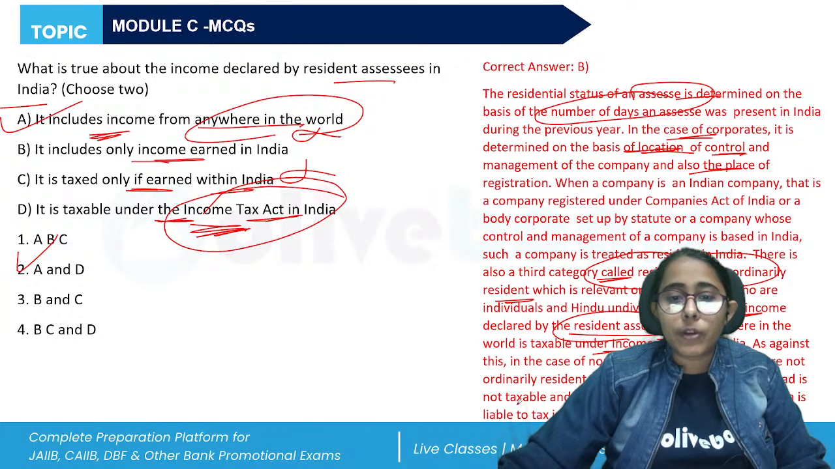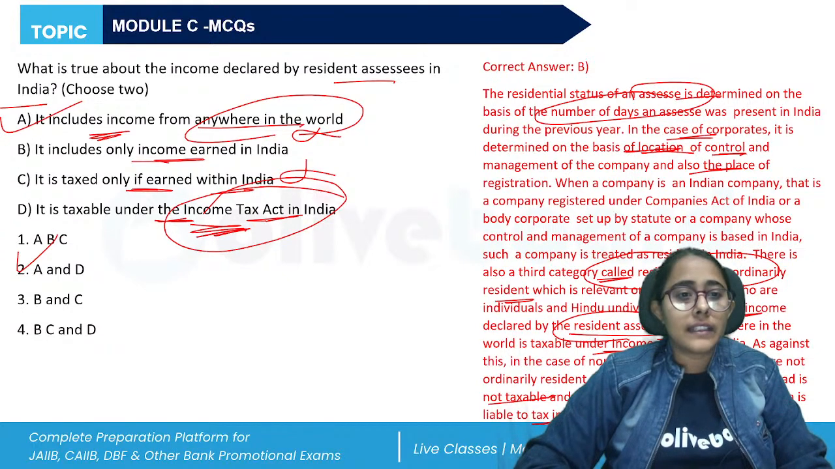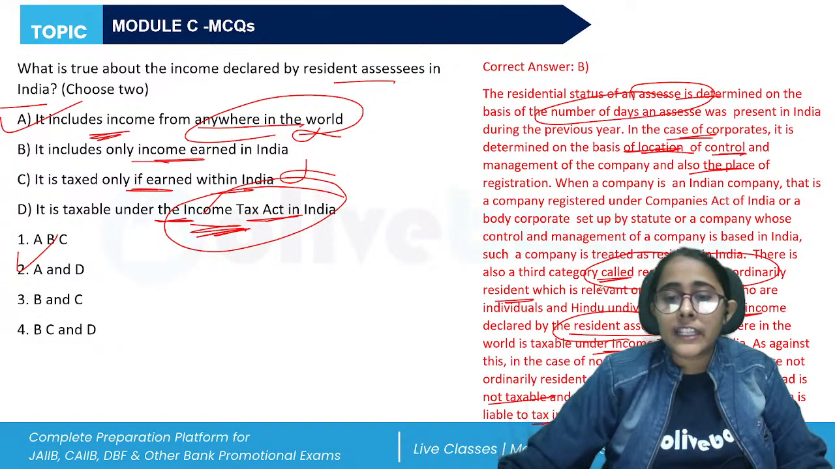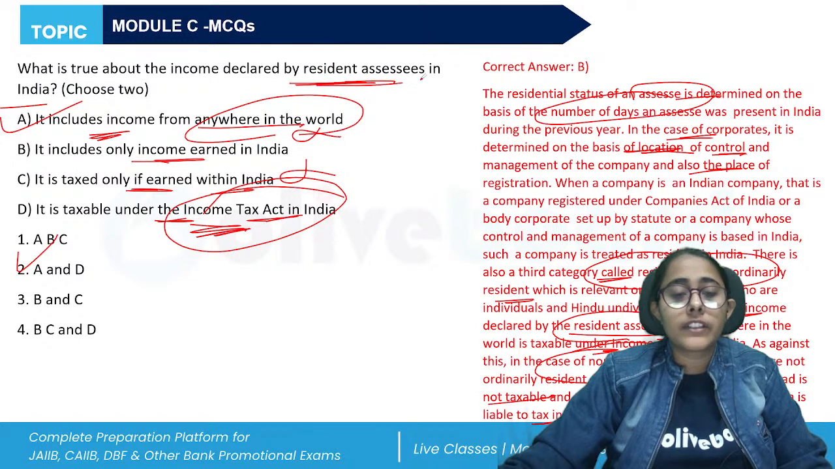Any income derived from abroad is not taxable, and only income arising in India is liable to be taxed in India. All right. So this is the case of a non-resident. If we are talking about the income of the resident assessees, then it will be included.